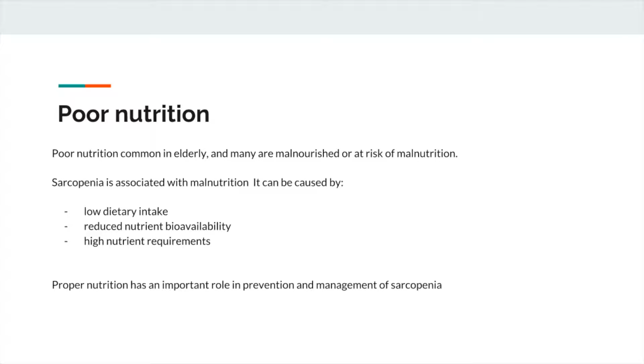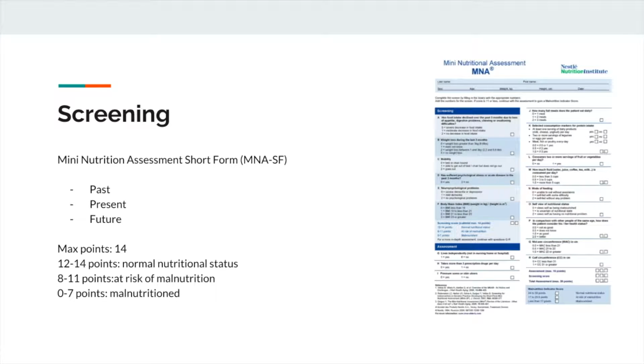On the other hand, proper nutrition has an important role in prevention and management of sarcopenia. Early screening and detection of malnutrition or undernutrition is crucial. The Mini Nutritional Assessment short form is a tool you can use when assessing the nutrition in patients above 65 years old. It has been validated in both the community and healthcare settings, and it's easy to use.